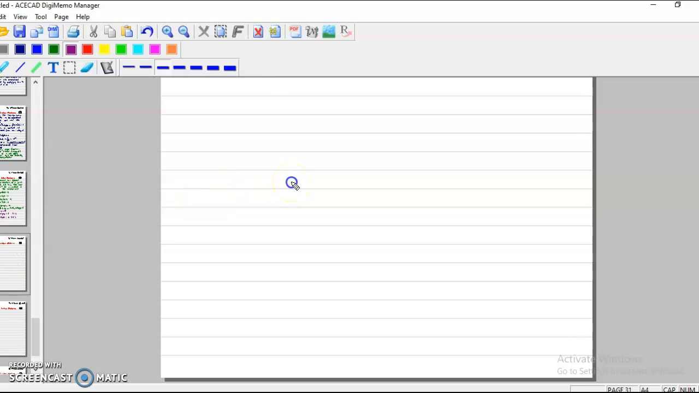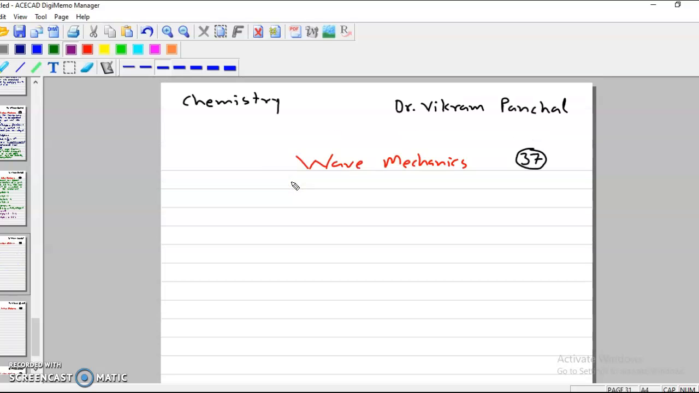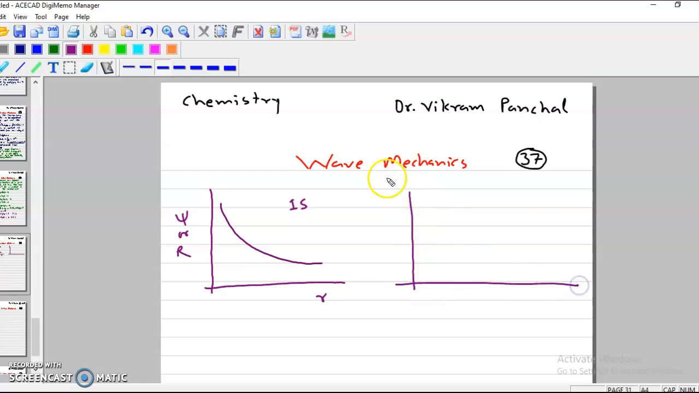Okay, now we know that if you plot psi versus r distance for 1s, the graph is like this, and for psi versus r for 2s, the graph goes like this. So here there is one node and there is no node in 1s.